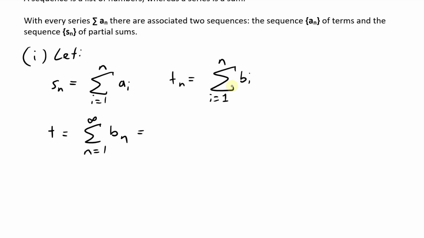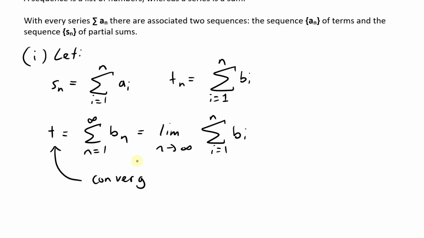So that's what I'm going to let this equal. And again, this is just different notation. This just equals the limit as n approaches infinity of this partial sum, the sum from i equals 1 to n of b_i. So this is the same thing. Just write this down. This one right here is convergent. So we have t as a number because this is convergent.